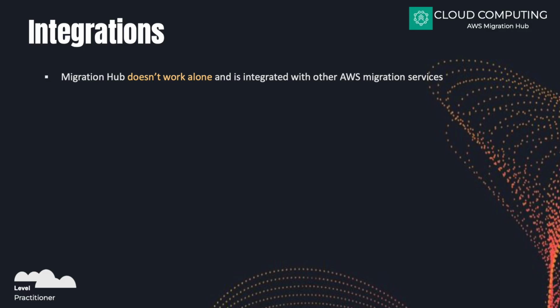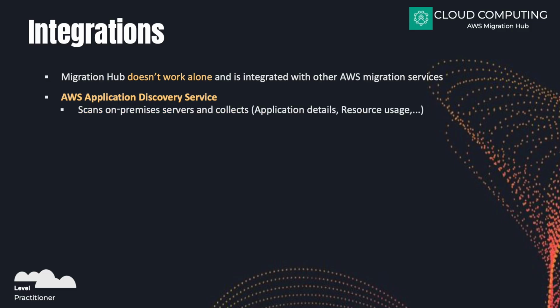The first integration to be aware of is with AWS Application Discovery Service. This is the service that helps you figure out what do I actually have in my environment right now. It can scan your on-premises servers, collect details about the applications running on them, the resources they use, and how they talk to each other. Migration Hub then becomes the place where this discovered information is stored and visualized. So when you log into Migration Hub, you can see the inventory and use the data to plan which applications to move first and how complex each one is.